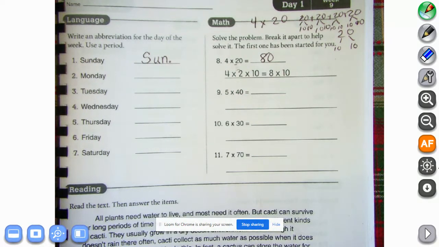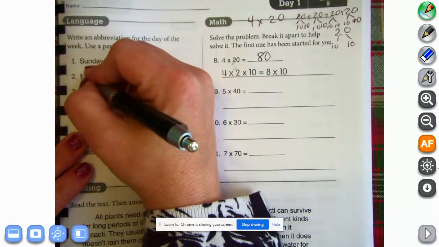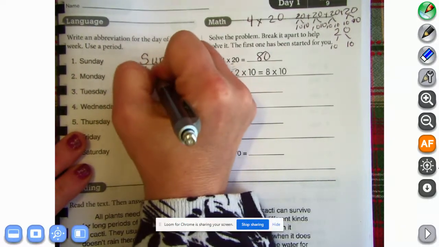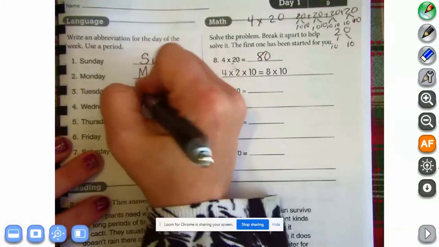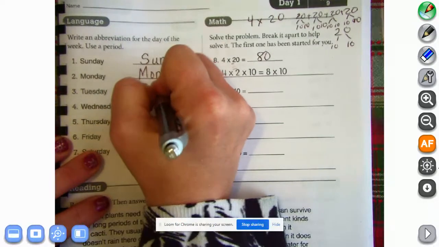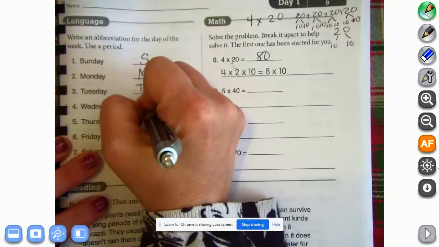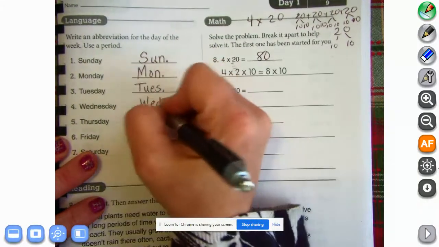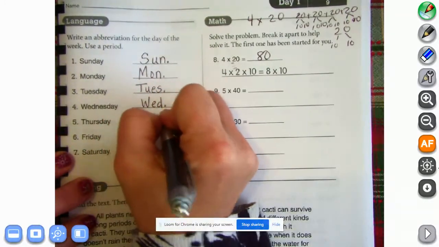So we did Sunday is Sun., period. Monday, and notice it's capital because it still remains a proper noun. Monday is Mon., period. Tuesday is Tues., period. Wednesday is Wed., period. Make sure you make these corrections if you have anything wrong. Thursday is Thurs., period.